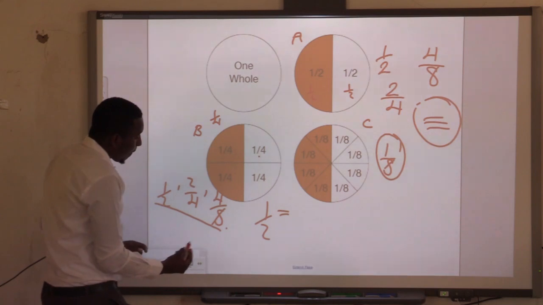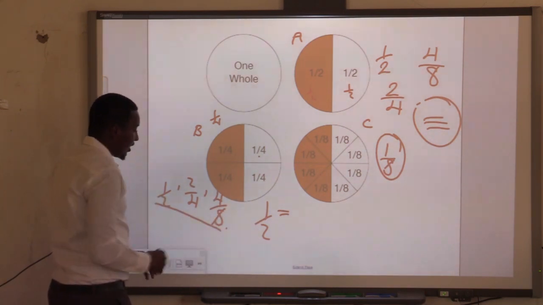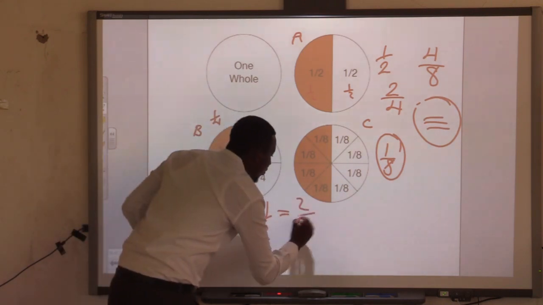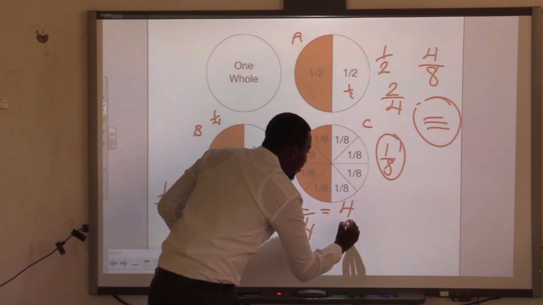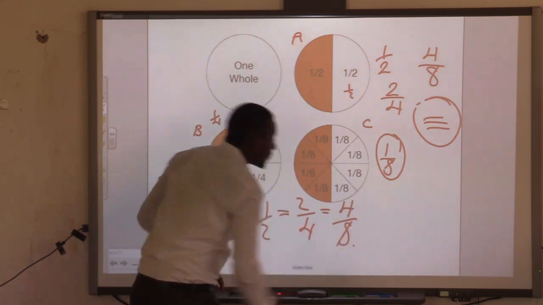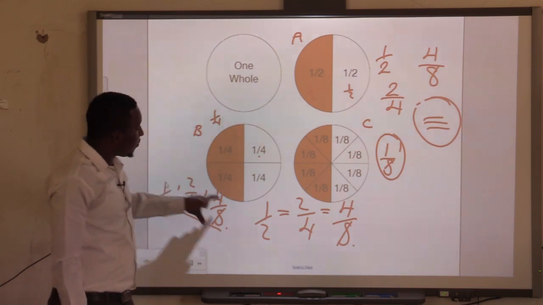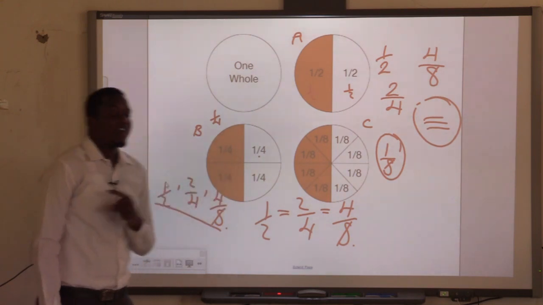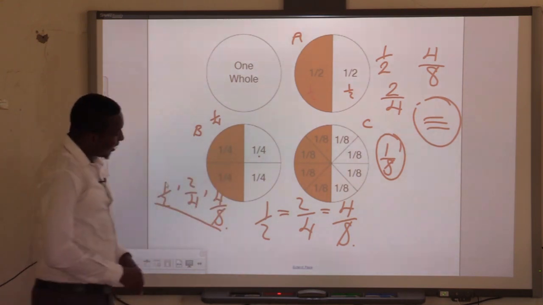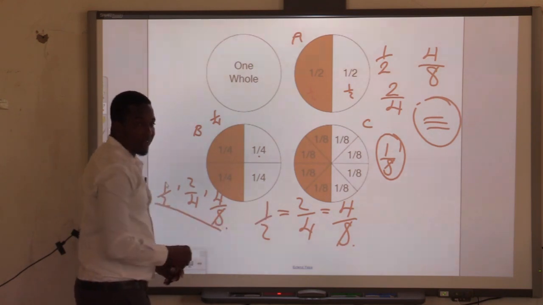So, to get back to the lesson, we say that 1/2 is equal to 2/4, which is also equal to 4/8. All these proportions in the 3 circles that are colored orange are equivalent. You realize that the fractions may be different, but they are equivalent.